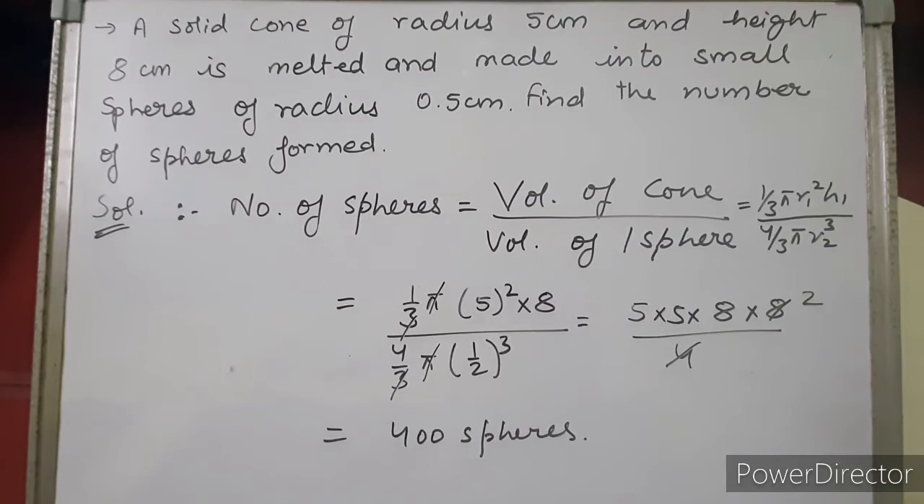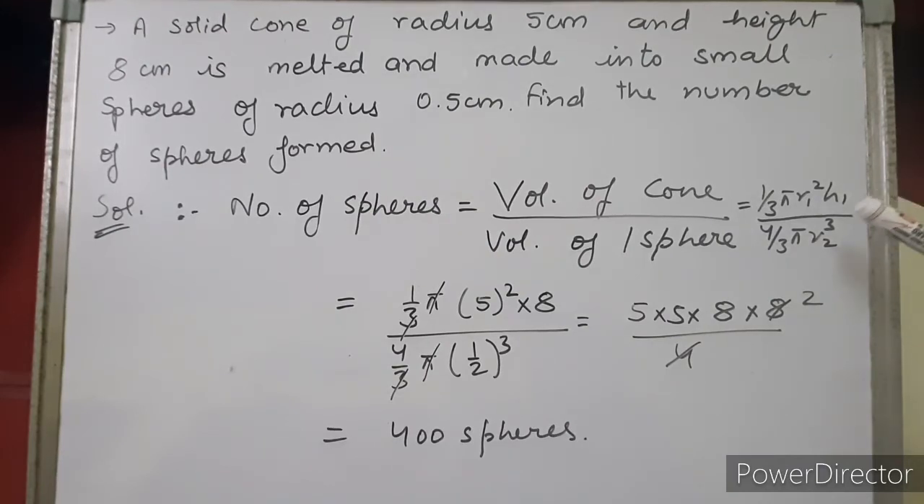So when we are calculating the number of spheres formed, that will be the volume of the bigger quantity upon the volume of one small quantity. So the number of quantities we can easily obtain. So the number of spheres we have to obtain will be the volume of cone upon the volume of one sphere. So the volume of cone is 1 by 3 pi r square h.